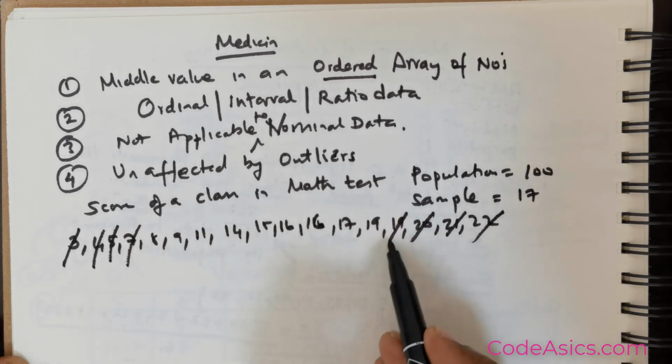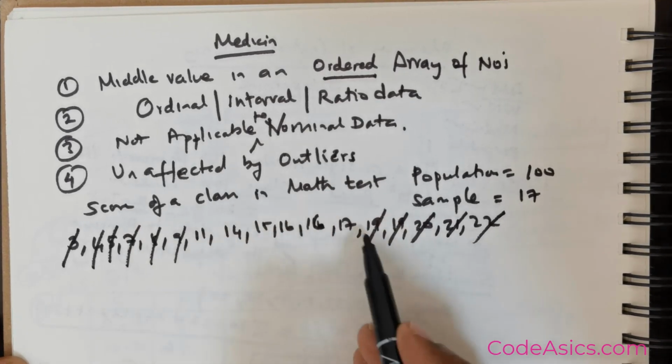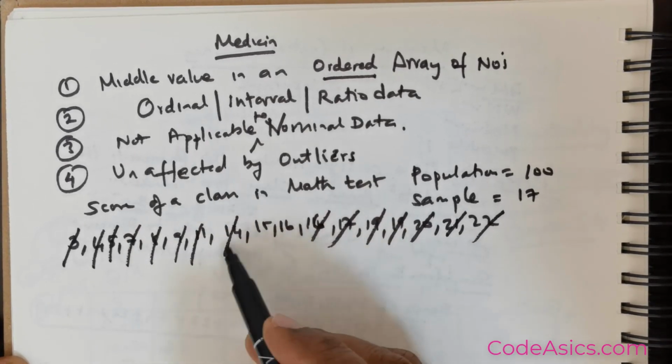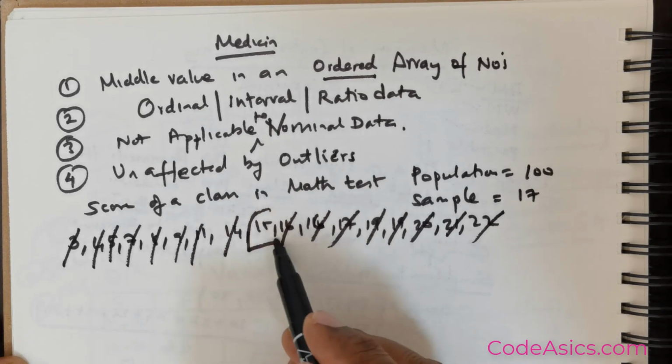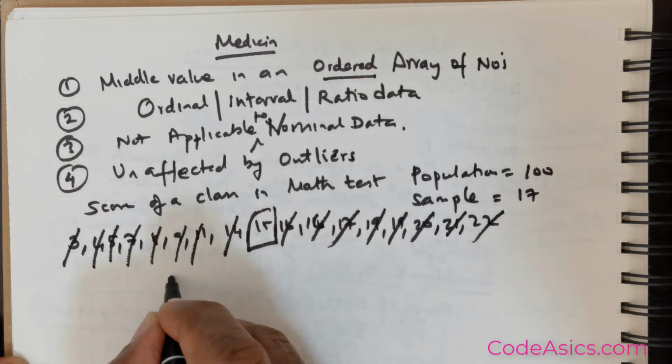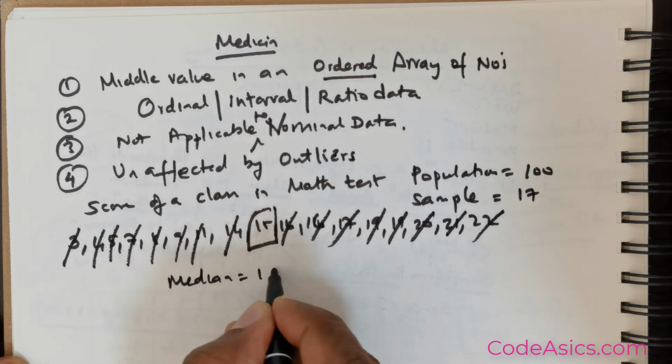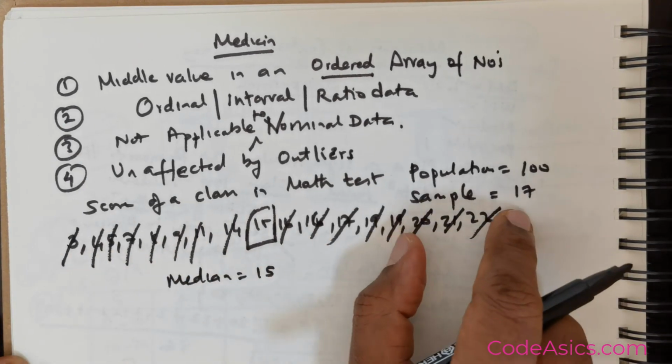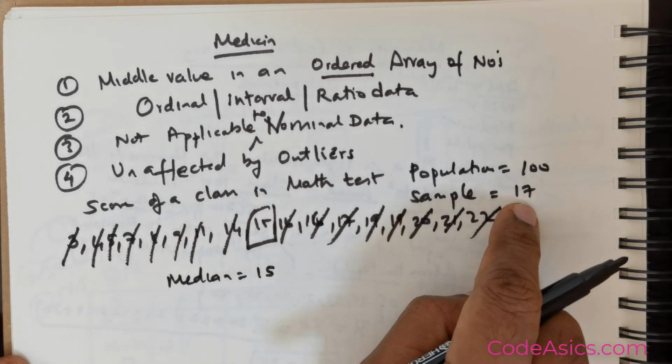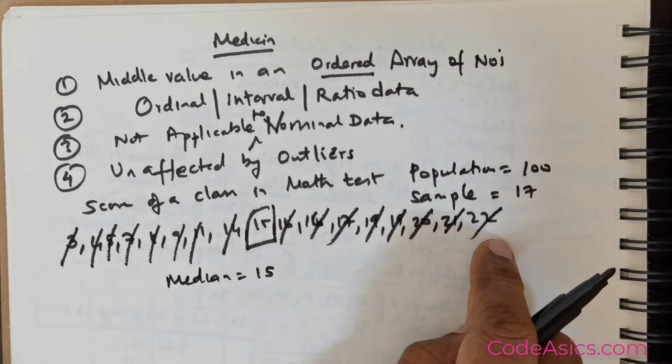So if you were to strike it and go on, finally you are left with 15. So that is the median. And in this case, the total sample size is 17, so we are able to do that.